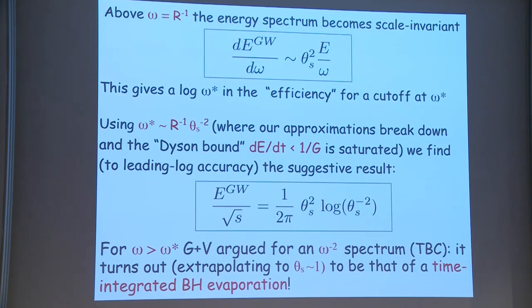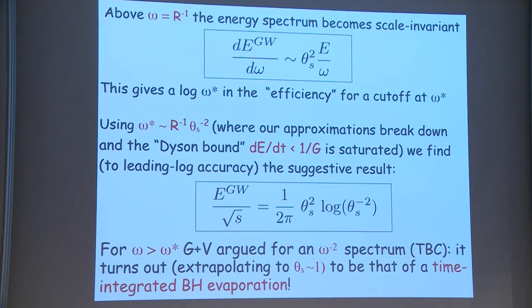However, above r to the minus 1, because of this decoherence effect, and I can explain in more detail, the spectrum becomes, if you want, scale invariant. I mean, in this simple sense, that dE/d omega is like E over omega up to this theta square factor, so it's small, and scales like 1 over omega, which of course gives a log, if you trust this up to arbitrarily high omega, gives an efficiency which diverges logarithmically. Whereas previously with this constant spectrum, the divergence was linear. Okay, now we don't know exactly, we know that some approximations break down, and they break down roughly at a scale omega star, which is 1 over r divided by the scattering angle to the minus 2.